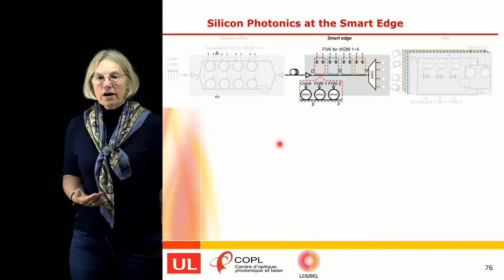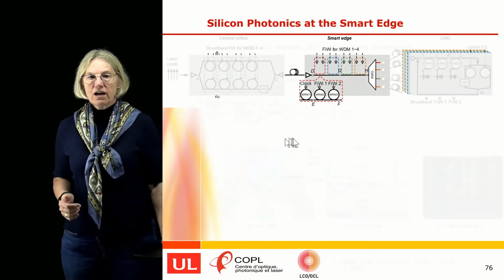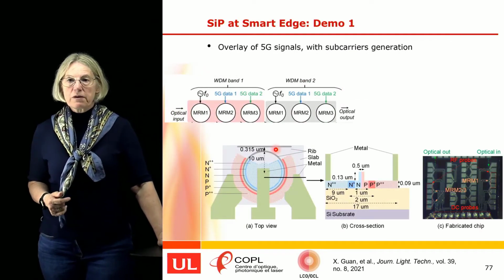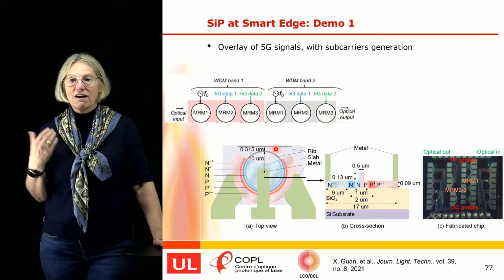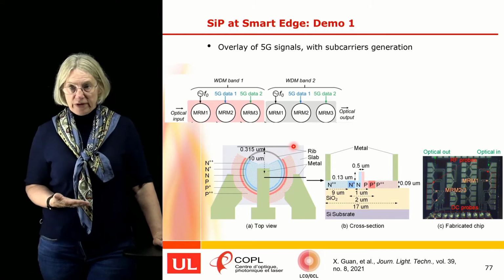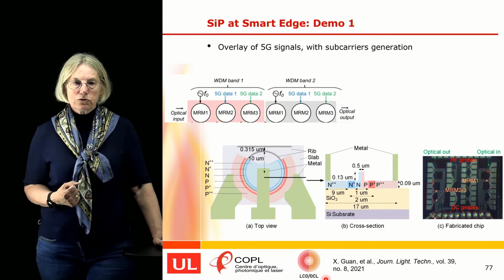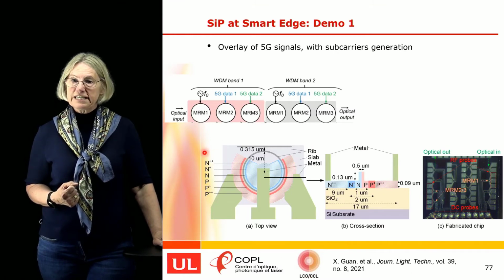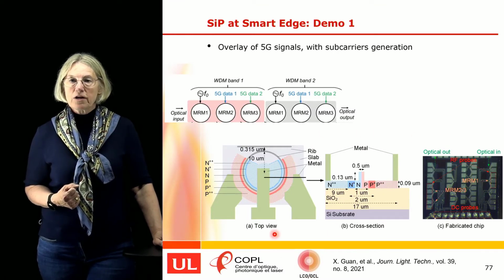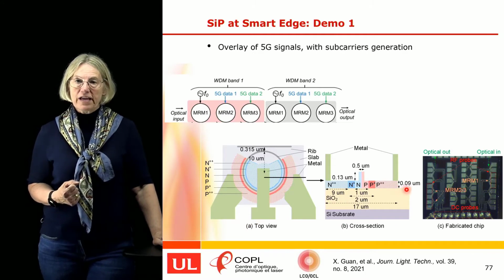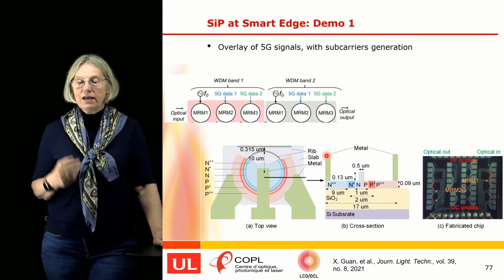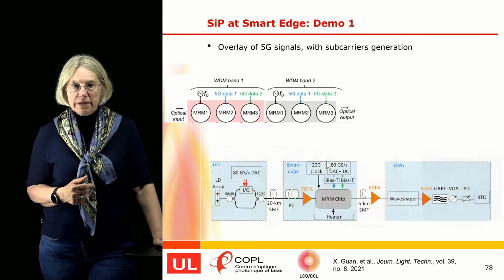Let's move now to the Smart Edge, and at the Smart Edge we have done some experimental demonstrations to show this concept of overlaying analog radio over fiber signals. So I refer you to our publication in order to get details about the microring modulators that we designed and had fabricated. We put them into a system in the lab, and this is what our experiment looked like.